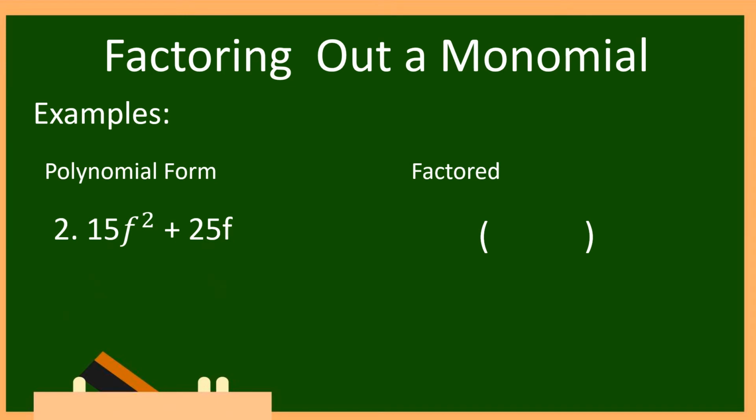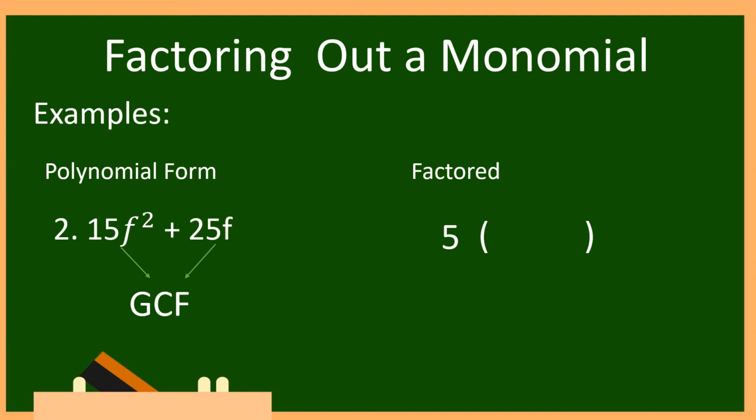15f squared plus 25f. It is also a binomial. We have two terms. So, we need to get the GCF or the greatest common factor of the constant or the numerical coefficient. What is the GCF or the greatest common factor of 15 and 25? Very good. That is 5.